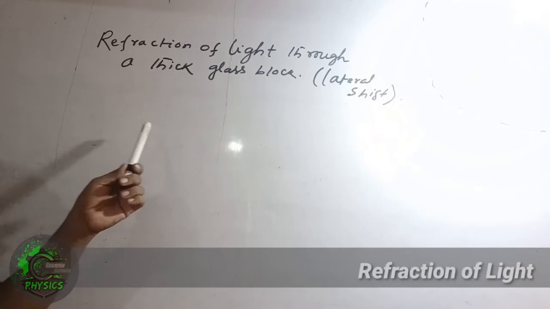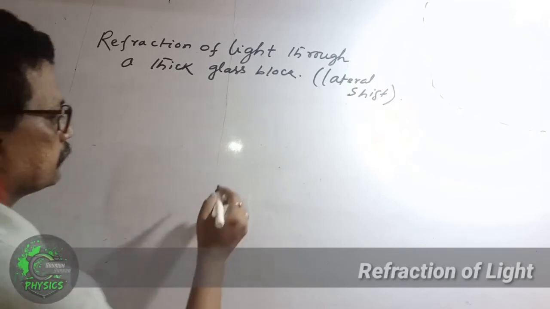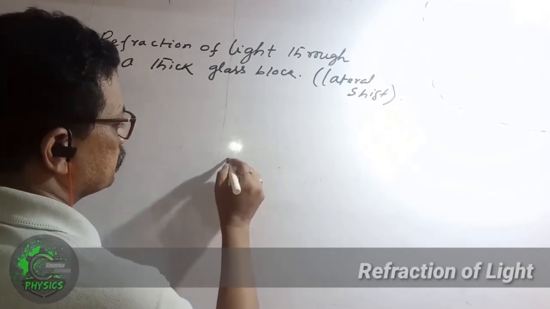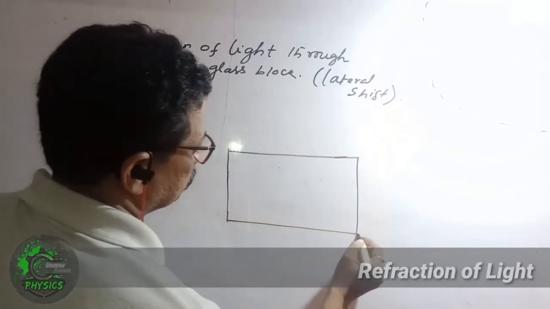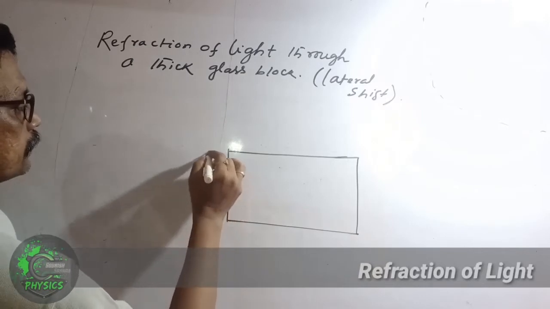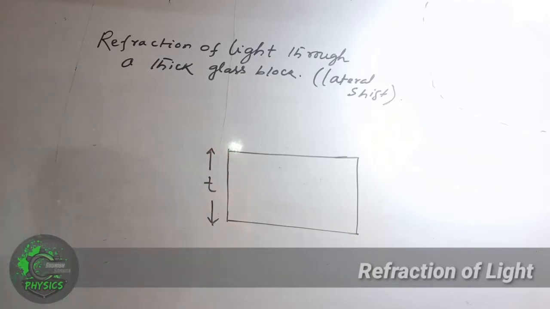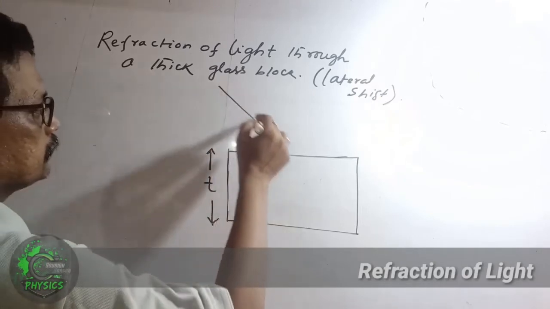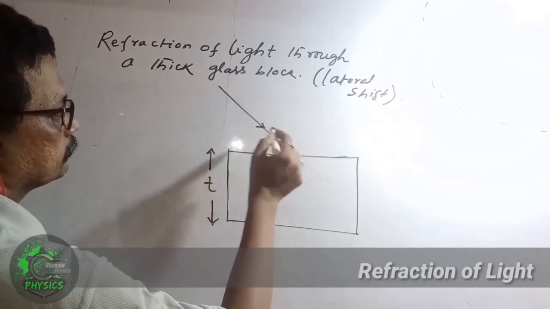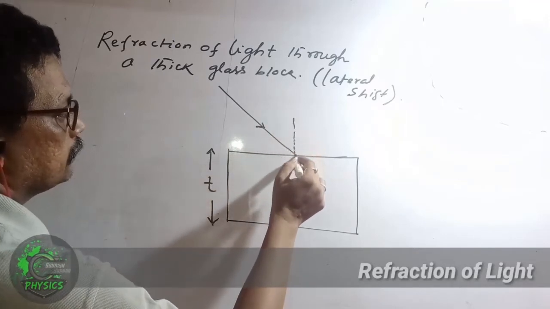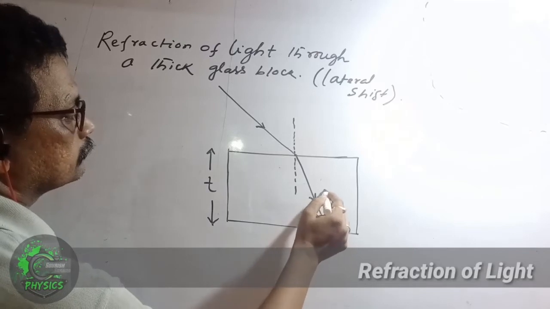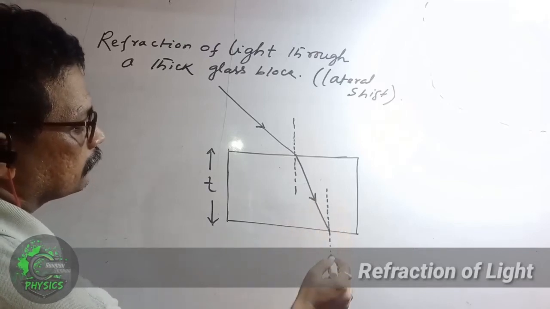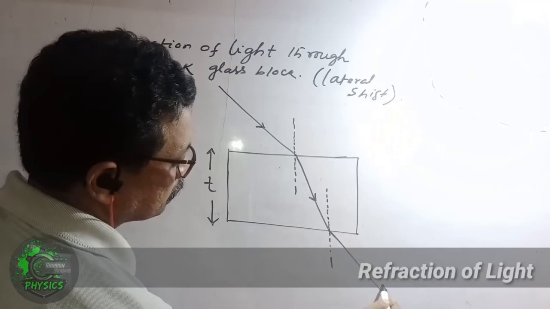First we see how the light refracts through a thick glass block. Suppose this is a thick glass block. This is the thickness of the glass block. It is made up of glass, a transparent material. This is the incident ray. This is the imaginary normal. This is the refracted ray. And this is the normal, and this is the emergent ray.